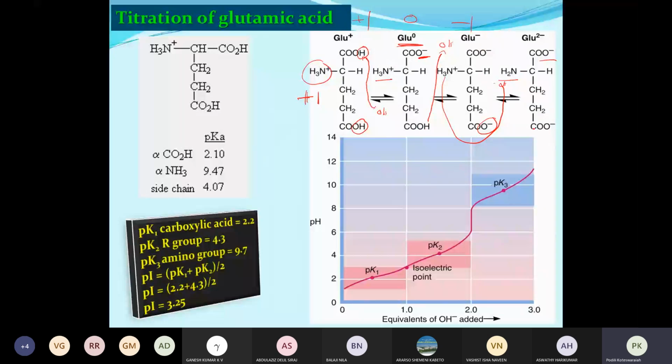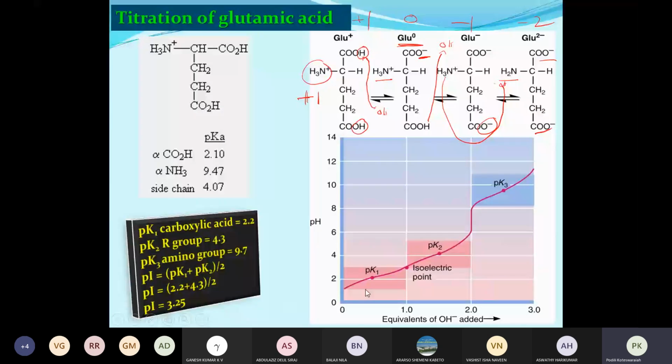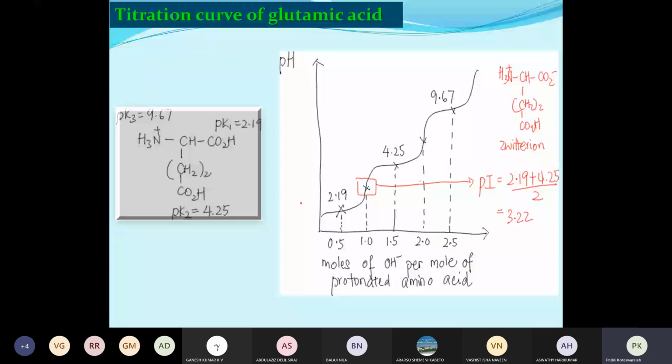So that means during titration, as the alkali is being added, the pH also changes when we measure it, and for glutamic acid we get this type of titration curve, which you can clearly see here. It has 3 flat regions in this graph. This flat zone 1 is because of the carboxyl group, flat region 2 is because of the side chain carboxyl group, and flat region 3 is because of the alpha amino group.